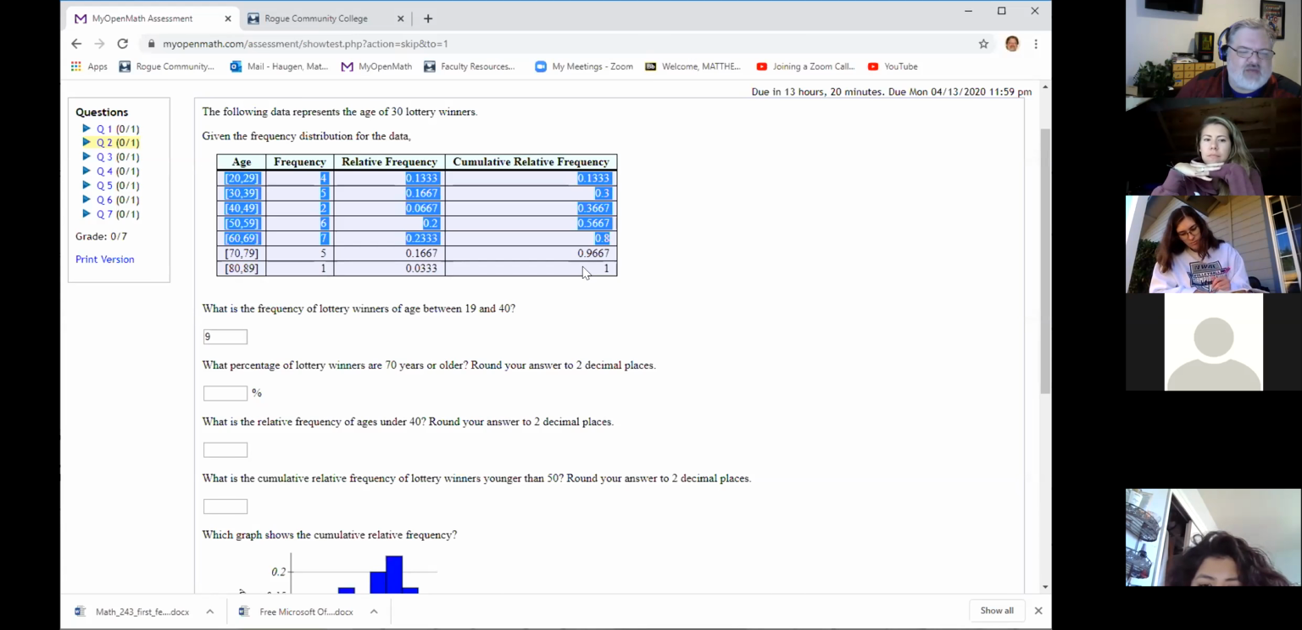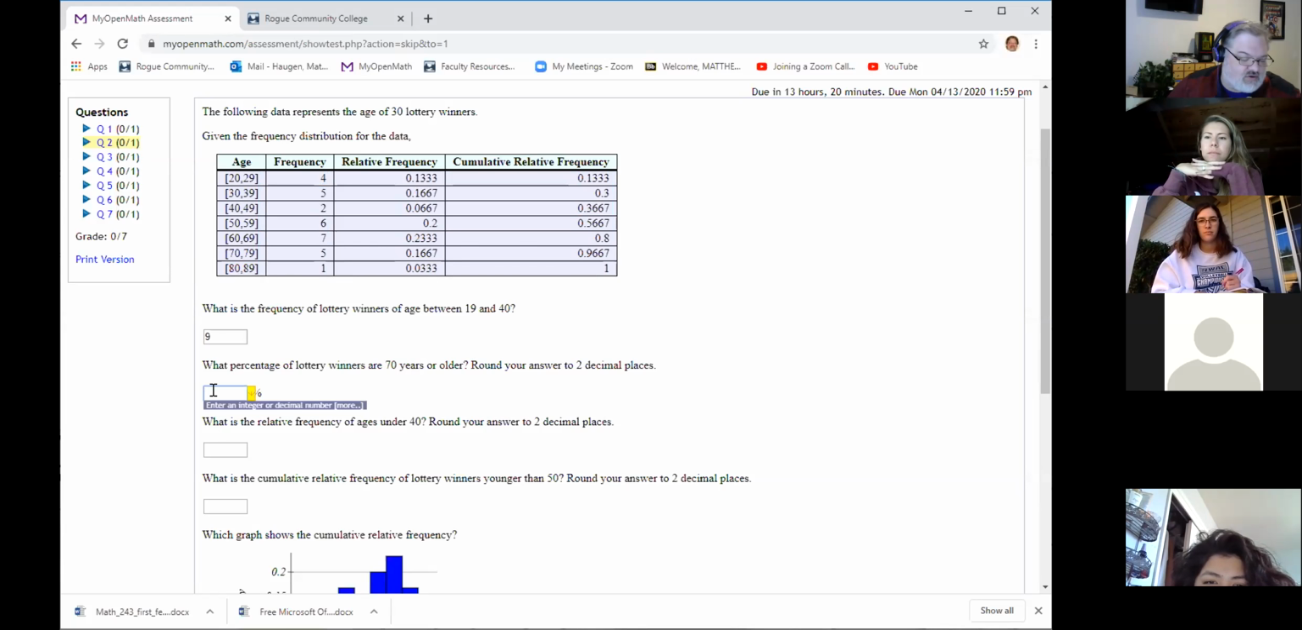I think we talked yesterday about that 1 minus being handy often. This is one of the places that 1 minus is really handy. Fair? So lots of different ways you could have approached the 70 or older. Either way, we end up with 20%.